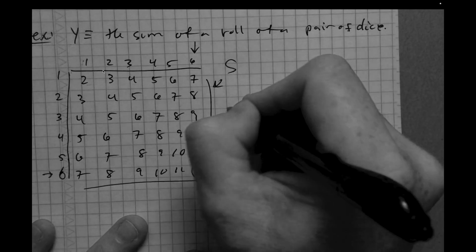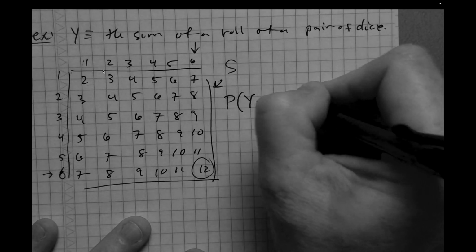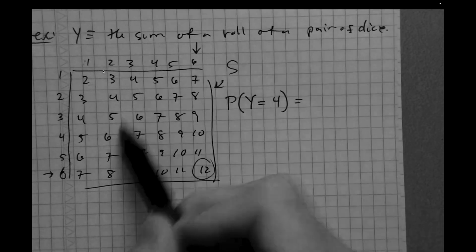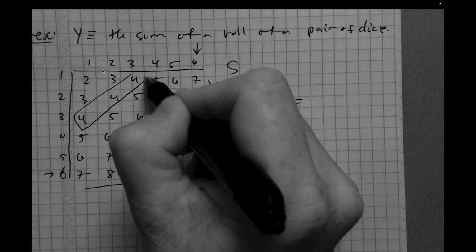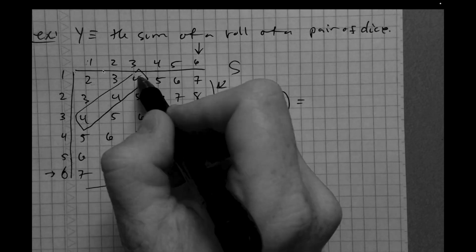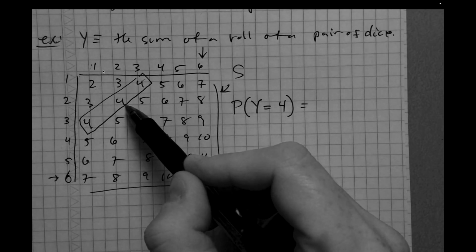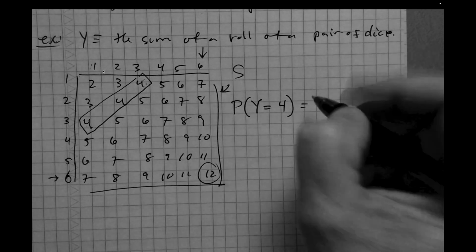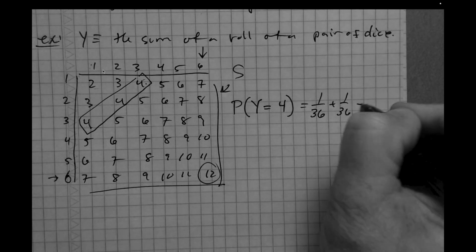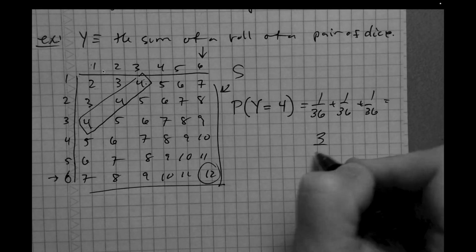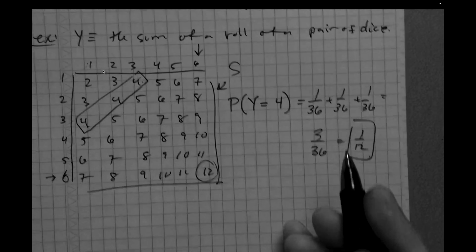For example, if I want to know the probability that Y is equal to 4, I need to look into the sample space and ask, where are all my 4s? They're right here. How many of them are there? 1, 2, 3. What's the probability of this one? It's 1 out of 36. What's the probability of that one? 1 out of 36. 1 out of 36. So this probability is 1/36 plus 1/36 plus 1/36, so 3 out of 36, which is 1 in 12.